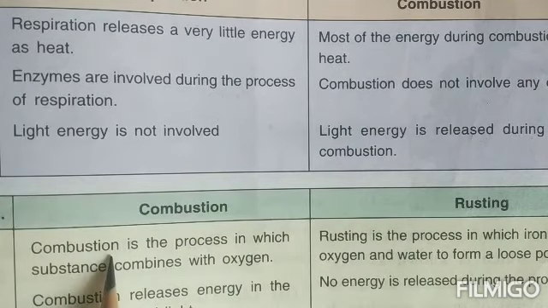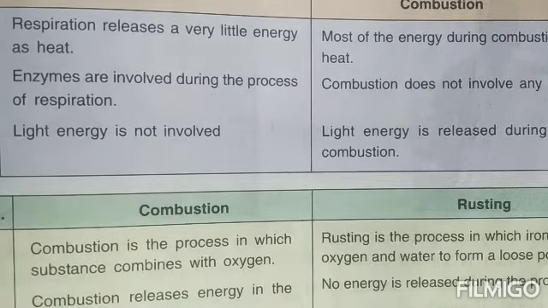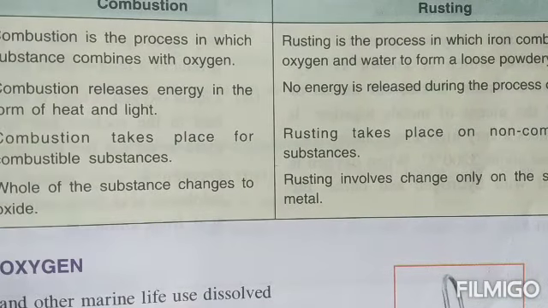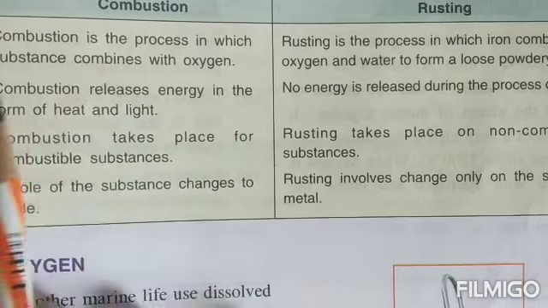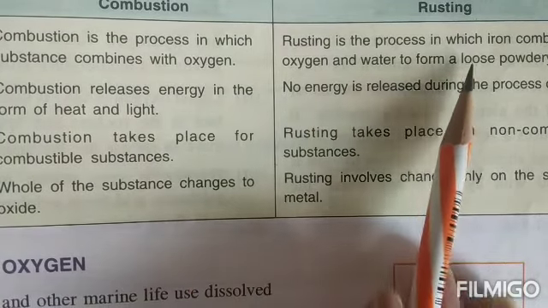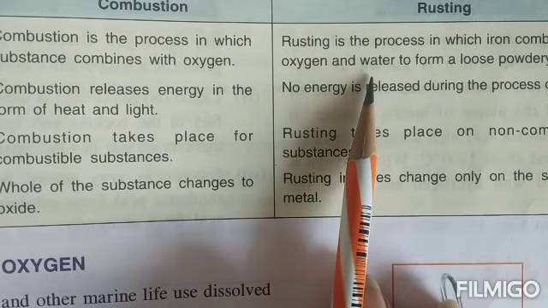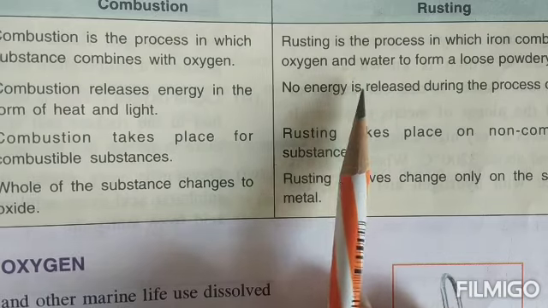Next, there are few differences between combustion and rusting. Let's see that. Combustion is a process in which substances will combine with oxygen, whereas rusting is a process in which iron will combine with oxygen as well as water to form a powdery coating.